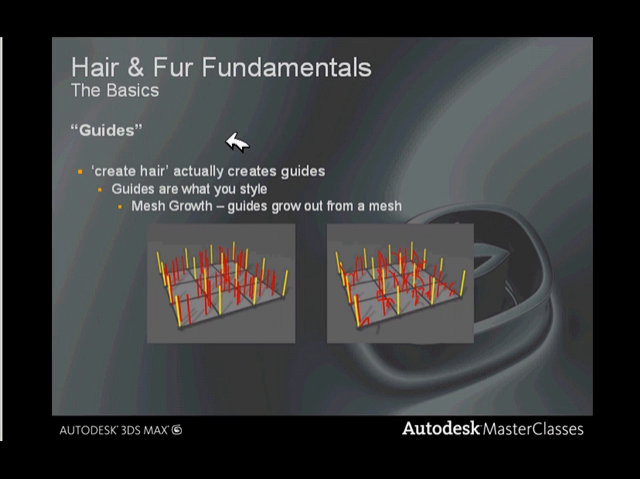A few basics of hair and fur: when you create hair from a mesh, you're actually creating a series of guides, which are shown here in yellow, and those get interpolated into however many render hairs you wish, or you set by count. The number of guides is dependent on the complexity of the geometry, and the number of render hairs is dependent on what you set for count in the rollout.